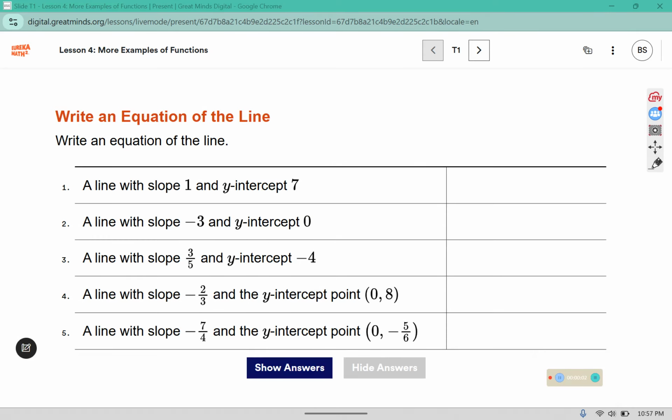Write the equation of the line. You can use y equals mx plus b for all of these to be formed into an equation. This one down here says the slope of the line is -7/4, and the y-intercept point is 0, -5/6.